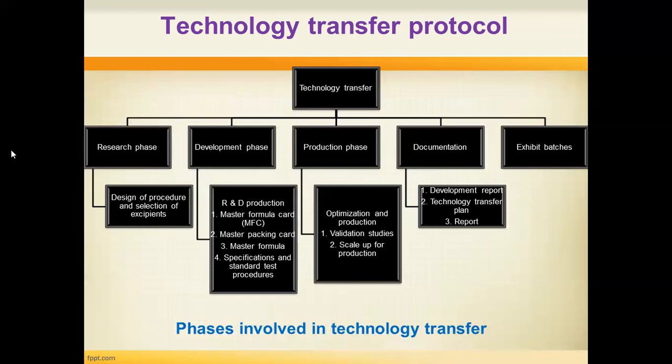Then, what documents are involved in the protocol preparation? First is your development report. The development report includes all phases, starting from the selection of raw material to the final validation, production, and optimization. All other reports are mentioned in the development report. Next, you have to mention your plan for the technology transfer, and the various reports involved in the technology transfer process. And the last phase is the exhibit batches. So this flowchart indicates the different phases involved in the technology transfer process.